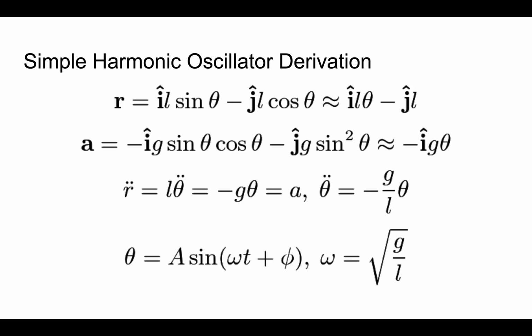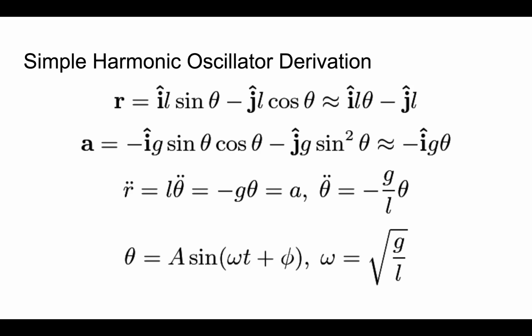Alright, we're going to get calculus back in here. The second derivative of r, which is acceleration, and notice that I used vectors earlier, but I dropped the vectors here because the second derivative of r is only in the i hat direction, and a is only in the i hat direction, so we're just dealing with the magnitudes here. So the second derivative of r is L times the second derivative of theta, which is equal to the acceleration, which is equal to negative g theta. So you have that the second derivative of theta is equal to negative g over L times theta.